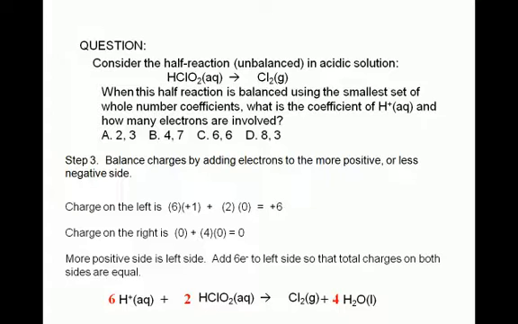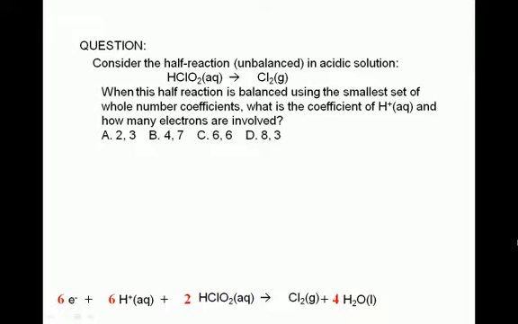At this point then, we say that our half reaction is not yet balanced. To balance it, we add electrons. We need to add 6 electrons to the left side. Remember that each electron carries a -1 charge. So now the total charge on the left is 6 plus -6, or 0. Both sides now have the same total charge. Therefore, the correct answer choice is C. The coefficient of hydrogen ions is 6, and the number of electrons involved is 6.